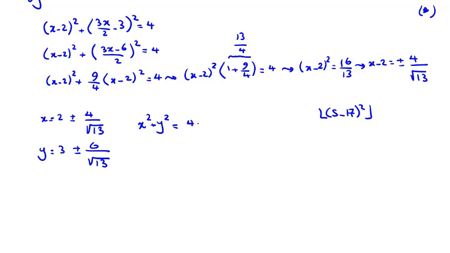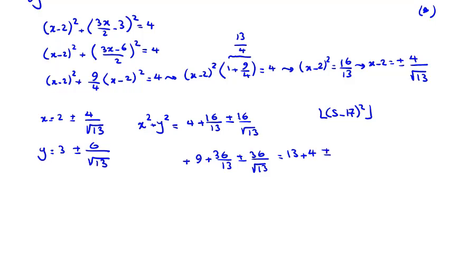The first one will be what? This one will be 4 plus this squared, 16 over 13, plus or minus 2 times 2 times 4, this 16 over root 13, and the next one, plus y squared, it will be 9 plus this one, 36 over 13, plus minus 2 times this, 36 over root 13, and it will be what? 4 plus 9 is 13, 16 plus 36 will be 52 over 13 will be 4, and plus minus, it will be plus minus 52 over root 13. It is what? 17, so it is s.